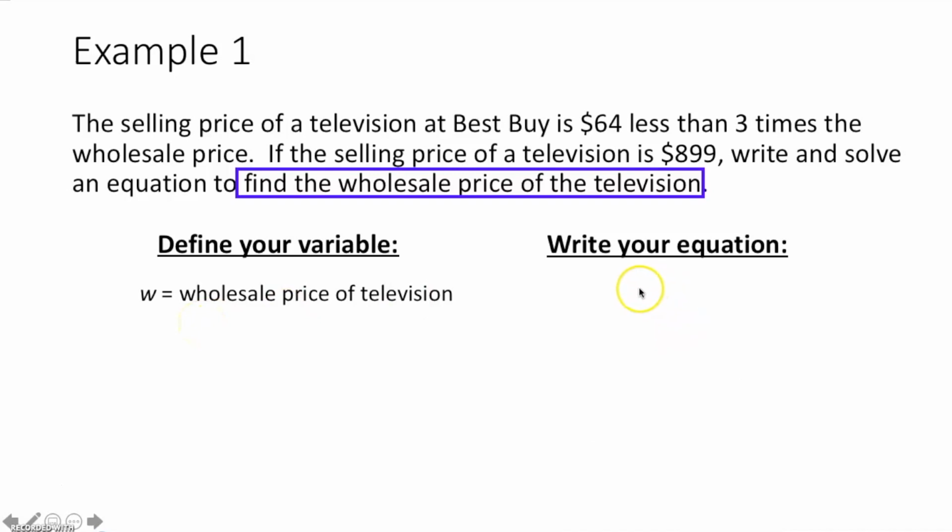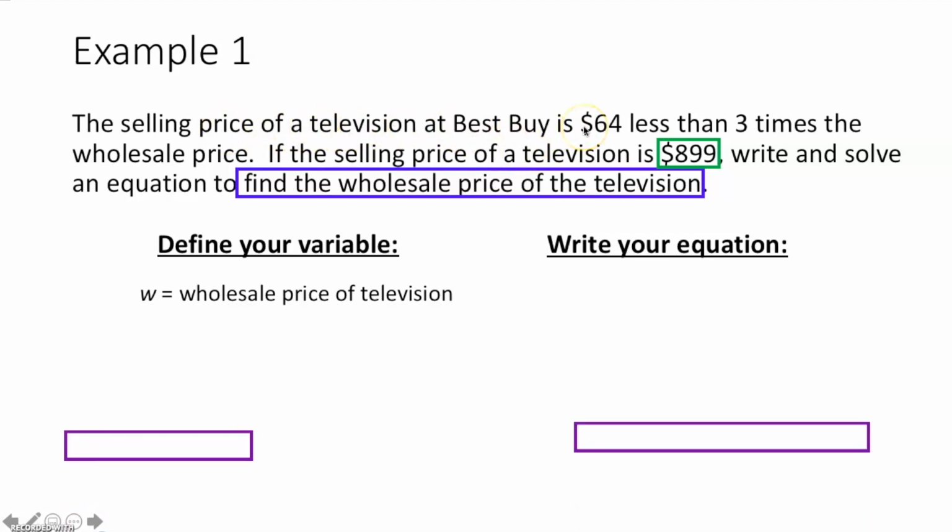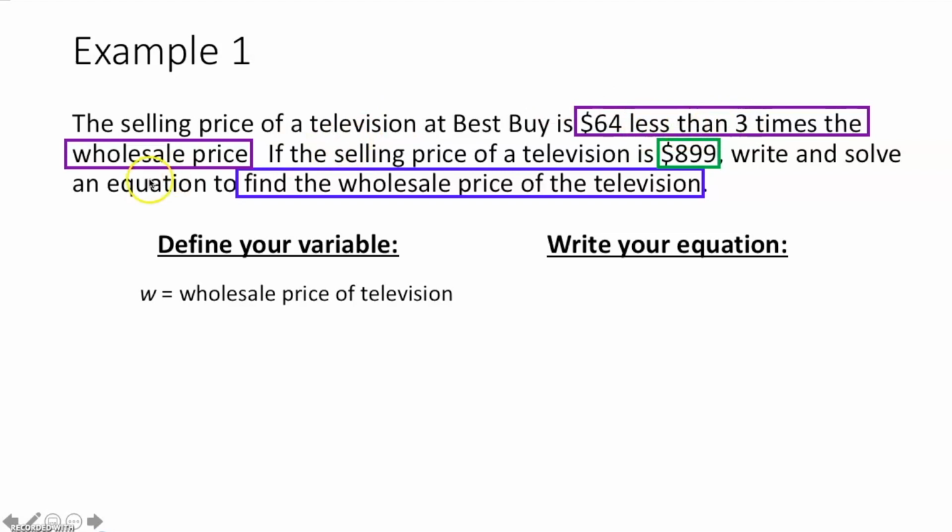Next, we can write our equation. Based on this information, what is the total? Well, it's saying if the selling price of the television is $899, that means that's going to be our total. Now, what other relevant information can we use? We know the selling price at Best Buy is $64 less than 3 times the wholesale price. So how do I write 64 less than 3 times the wholesale price? Well, 3 times the wholesale price is 3W, and $64 less than 3W would be 3W minus 64. We just set that equal to 899, and we now have an equation that we can solve.